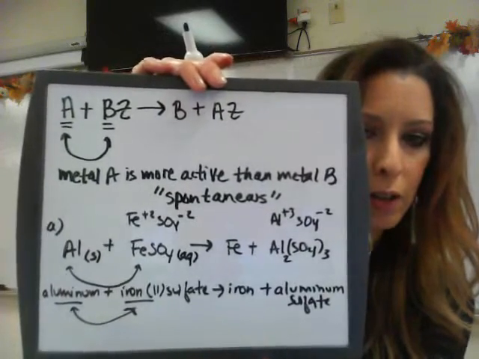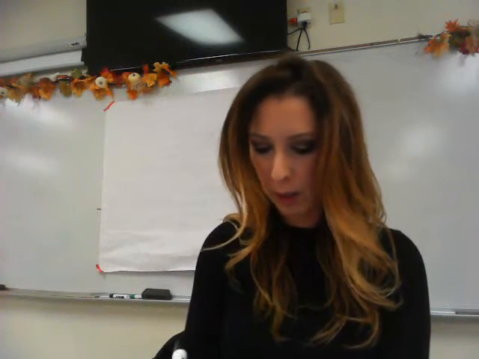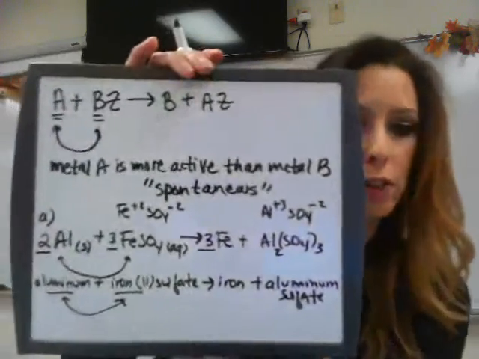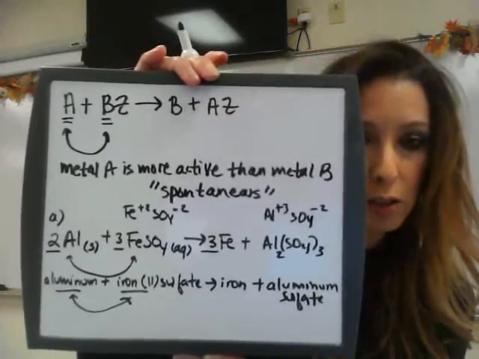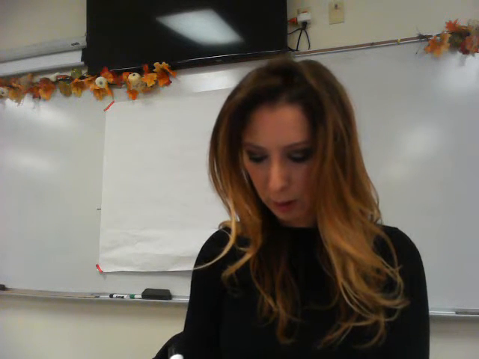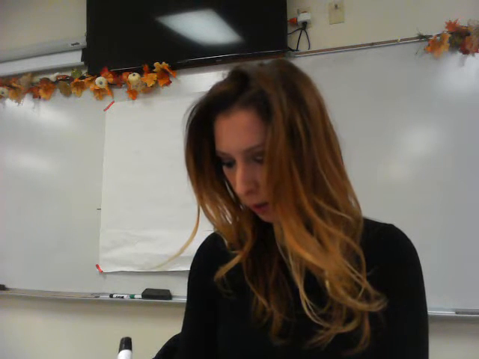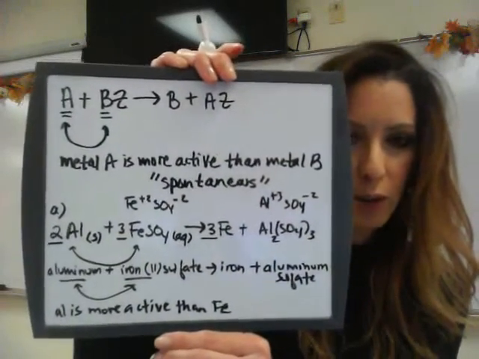Okay, now it's not balanced. You have to put a 2 in front of Al to balance the aluminum, a 3 in front of FeSO4, and a 3 in front of Fe. All right, so now you're done. And this all happened because aluminum, which is the pure metal, is more active than the Fe, the iron in the compound, and that meant that a spontaneous reaction would occur.